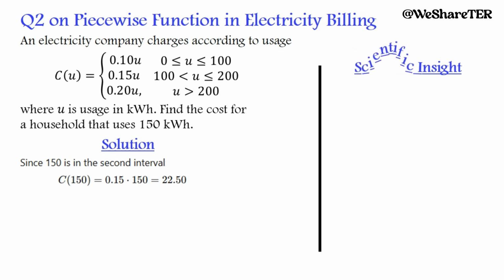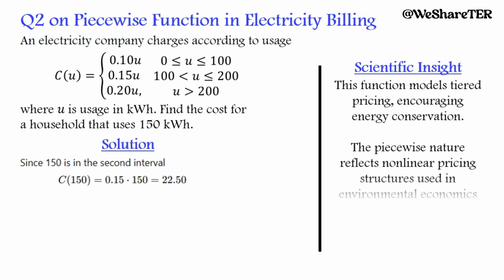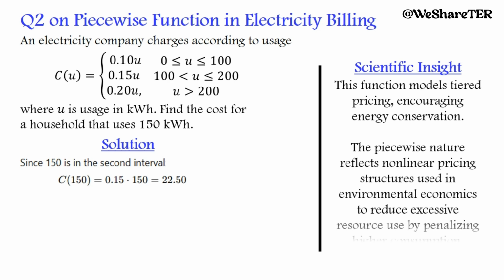Scientific insight. This function models tiered pricing, encouraging energy conservation. The piecewise nature reflects nonlinear pricing structures used in environmental economics to reduce excessive resource use by penalizing higher consumption.